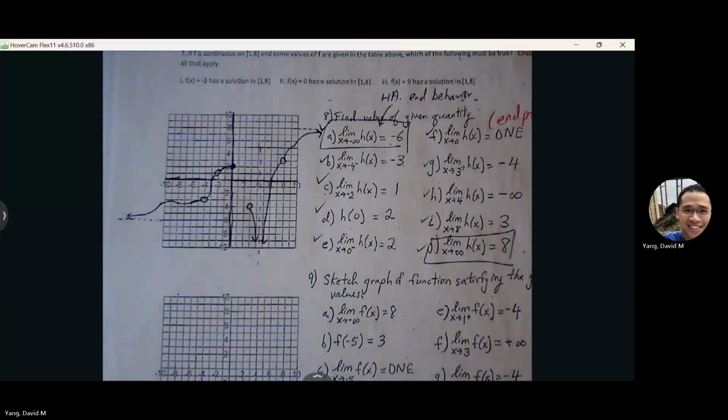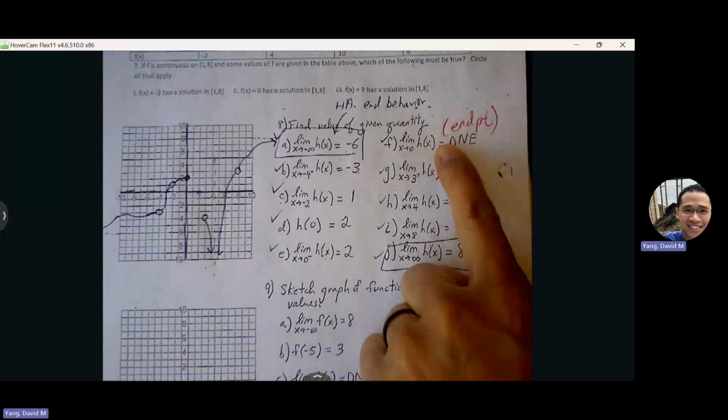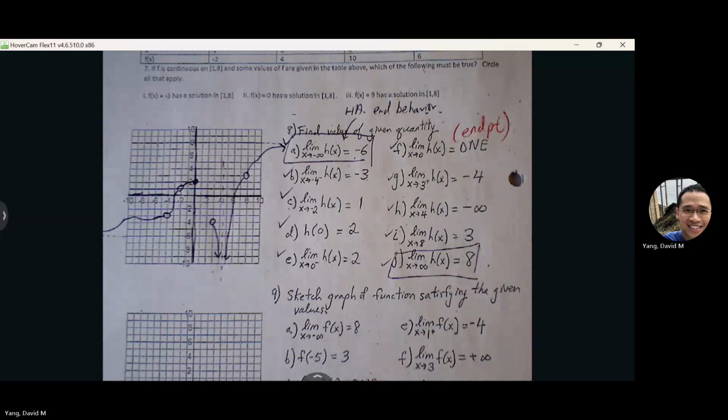I made mine an endpoint, but you could have something a little different at 0. Does the hole at -2 have to be a hole? Or can it be... Right here, you mean? Yeah.